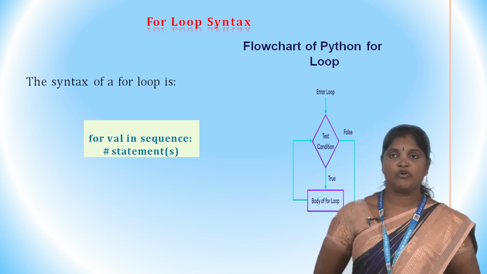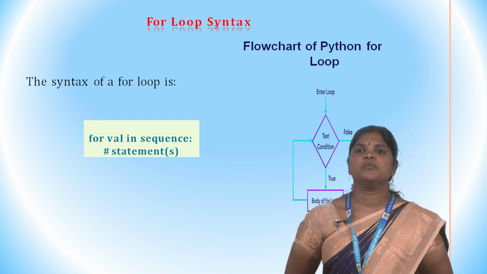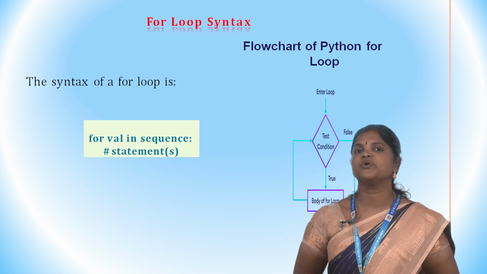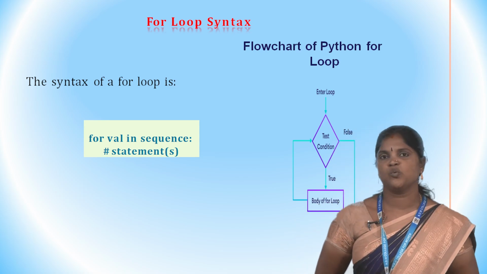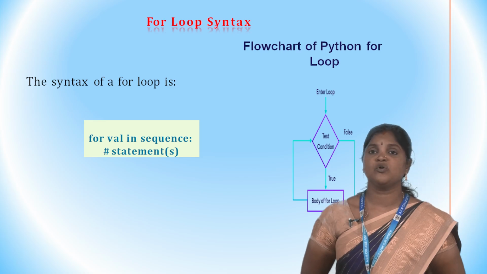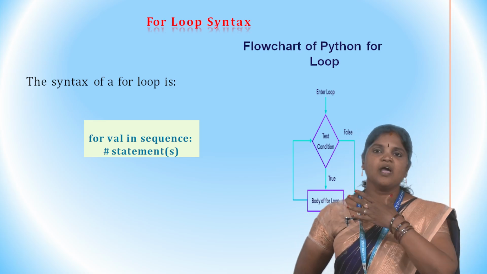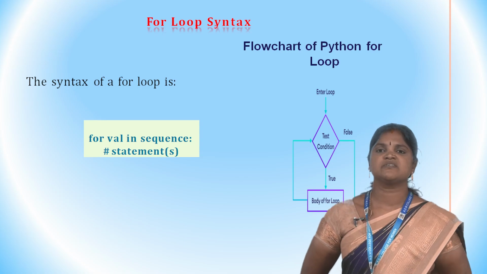This is the flowchart of for loop. For loop: looping through a string. For x in Python, print x. Output is Python.